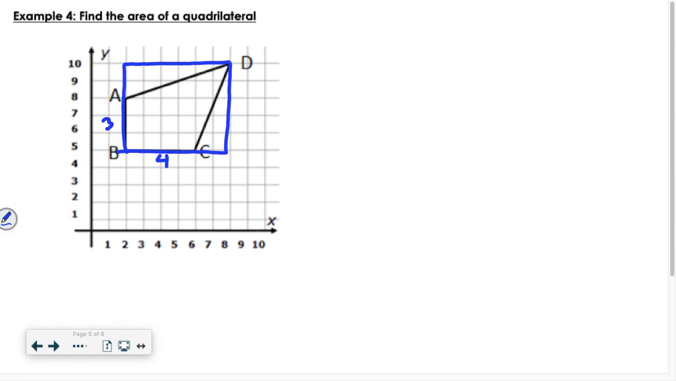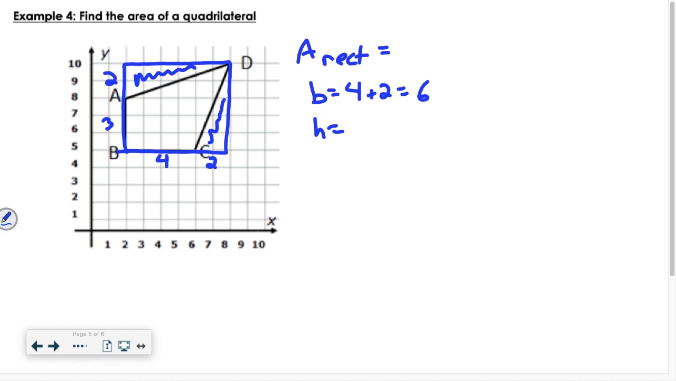So the area of the quadrilateral ABCD is going to equal the rectangle minus these two little triangles on the outsides. First, I'm going to find the area of the rectangle, which is a base times height. My base is going to equal 4 plus 2, which is 6. My height is going to be 3 plus 2, which gives me 5. So the area of my rectangle is 6 times 5, which gives me 30 square units.